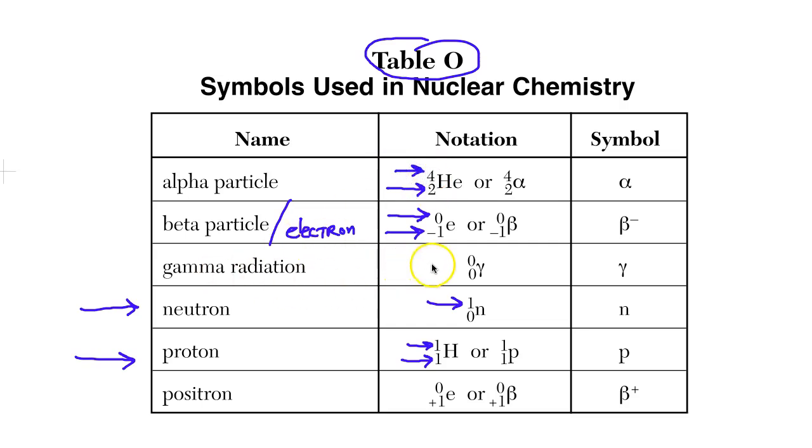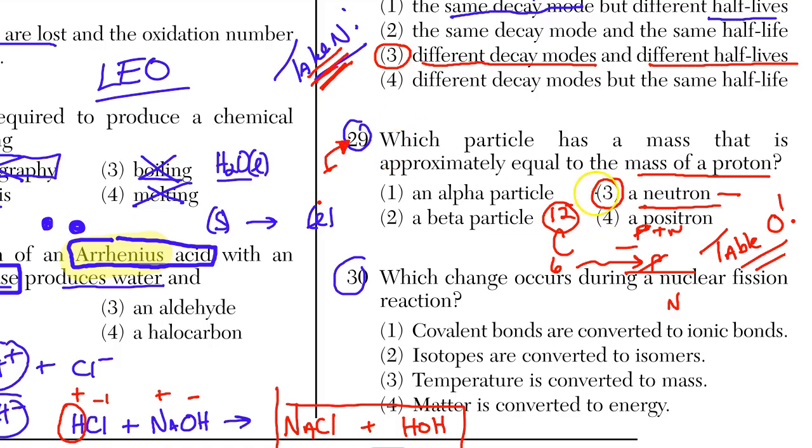In any case, gamma radiation has no mass and no charge, and that's why gamma radiation is the most dangerous, the most penetrating. It has no mass. It's basically electromagnetic radiation, and no charge, meaning it doesn't deflect away from something. So there we go. So number 29 is 3. You probably would need Table O, but hey, it's there for how you compare other particles.